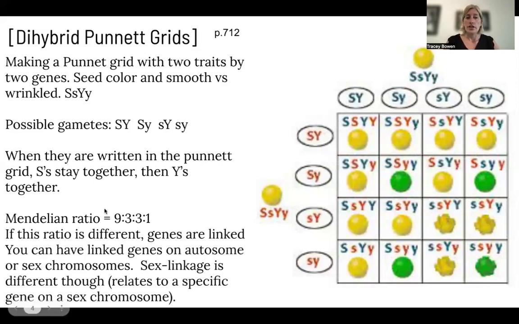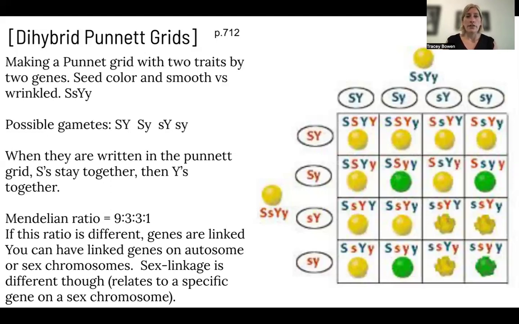So you can have linked genes. For DP purposes, we're going to see this only for autosomes, so body cells, not sex cells, but they could be linked for sex cells. But sex linkage is different, and it relates to specific genes on sex chromosomes. So we're not going to refer to that throughout DP.